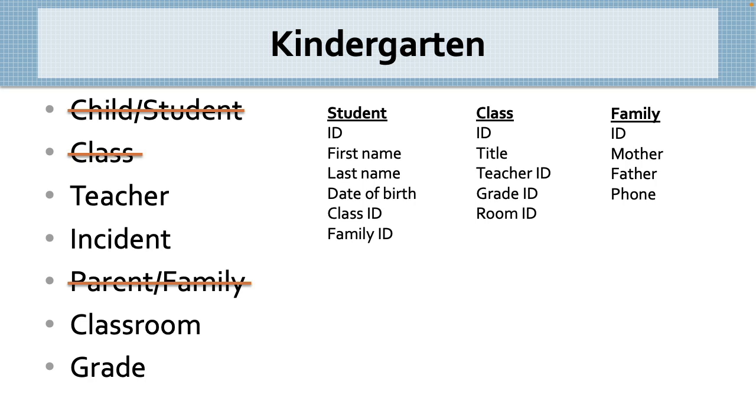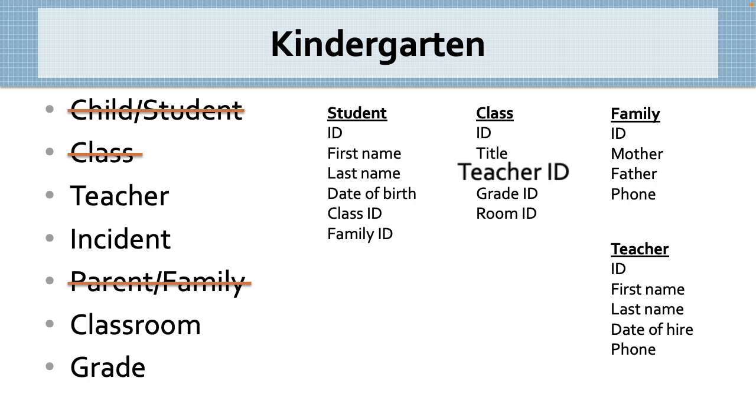Are there multiple attributes about a teacher? Yes. The teacher has a first name, a last name, a date of hire, a phone number, and perhaps more. And we've already noted that teacher ID is one of the attributes of a class.